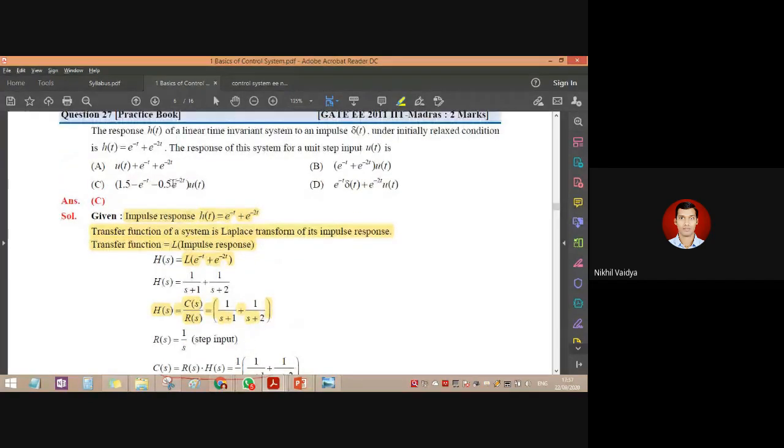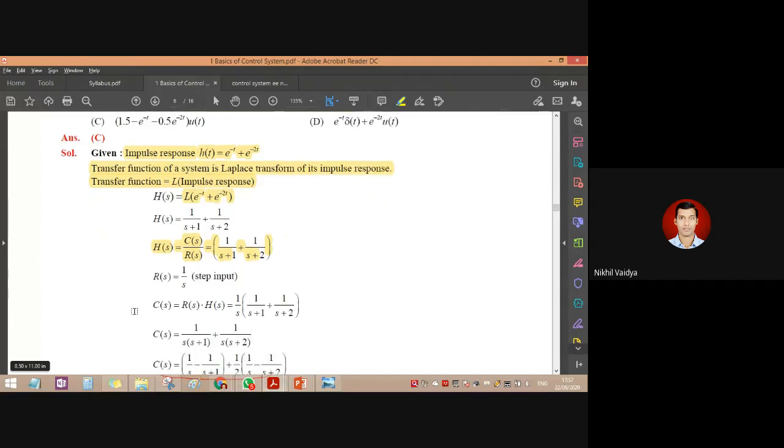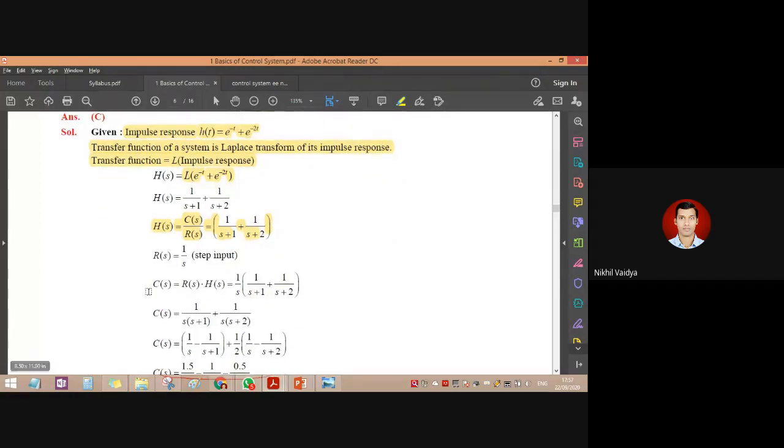Now they are asking us the response for this system for unit step input. That is, we have to go by the reverse procedure. Now we will calculate that particular step response because they are asking us for step. So this is the step response for step input. R of s is equal to 1 upon s. So H of s is nothing but what? H of s is nothing but the transfer function. H of s is equal to C of s upon R of s.